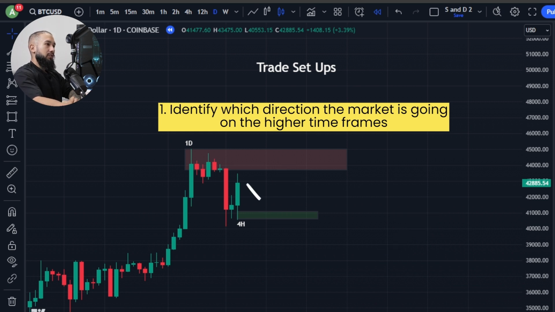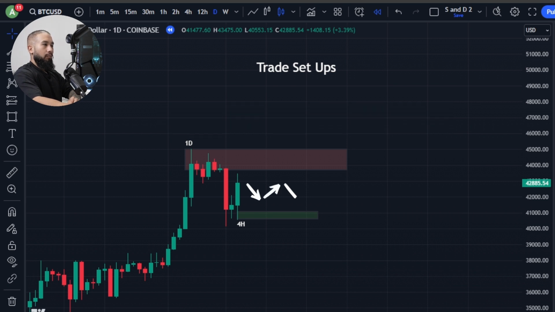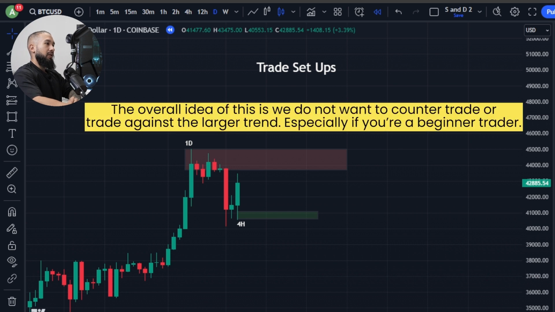And if the market is ranging or trading sideways, we might want to consider trading the range or waiting for a better setup. The overall idea of this is we do not want to counter trade or trade against the larger trend, especially if you're a beginner trader. This is something very difficult and I'd only suggest for an advanced trader to try to do.